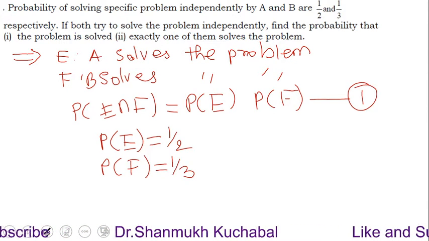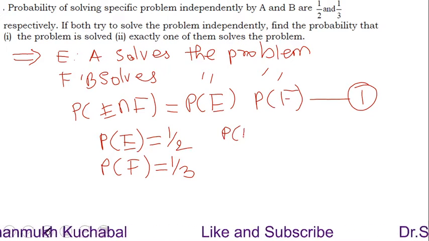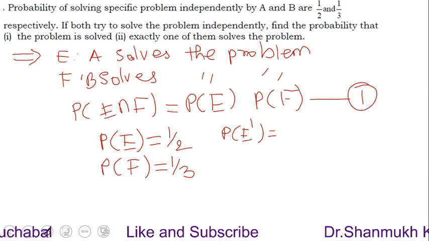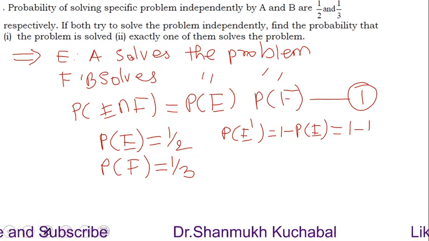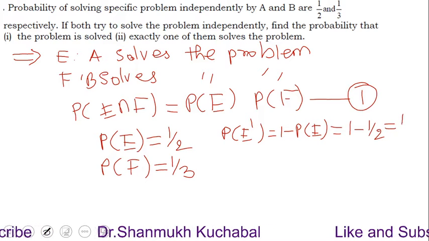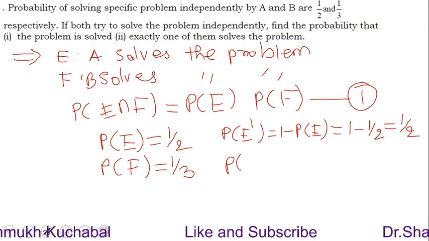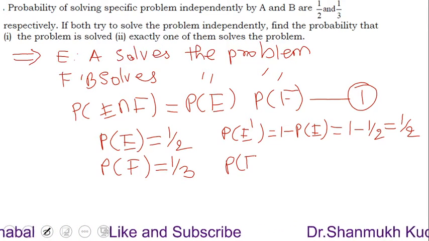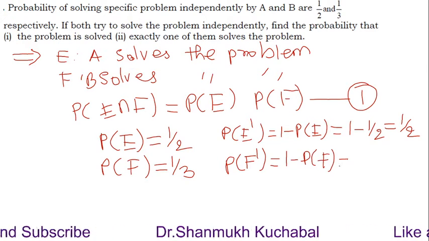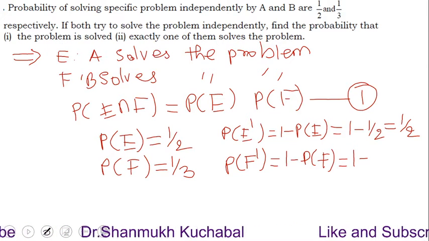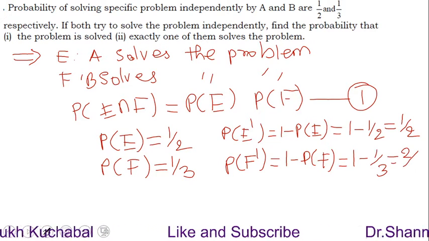This information we have. So further P of E dash we calculate. The formula for this is P of E dash equals 1 minus P of E. It is 1 minus half, which is half. Next, P of F dash we will calculate. The formula is 1 minus P of F. P of F is 1 by 3. Simplifying this, we get 2 divided by 3.